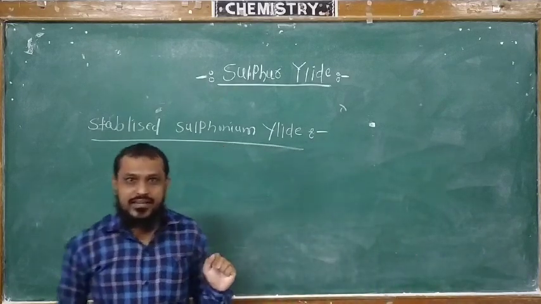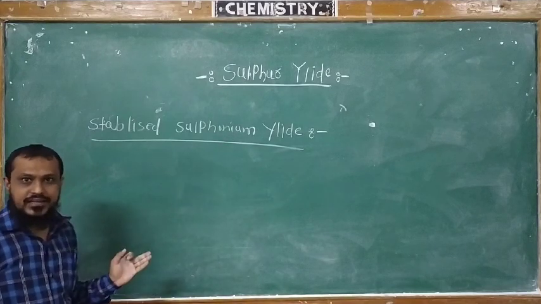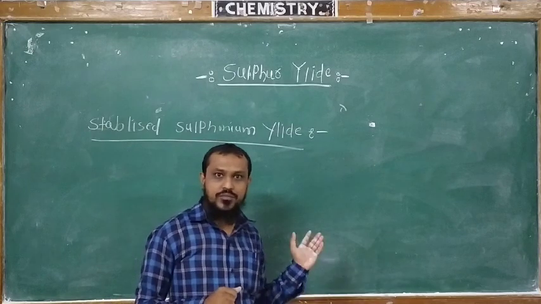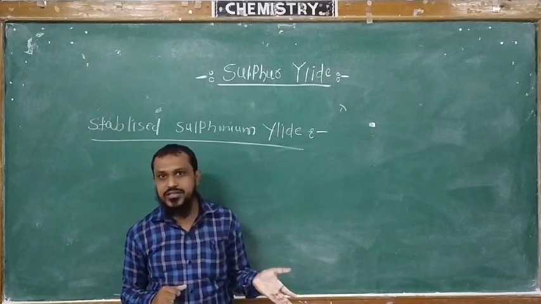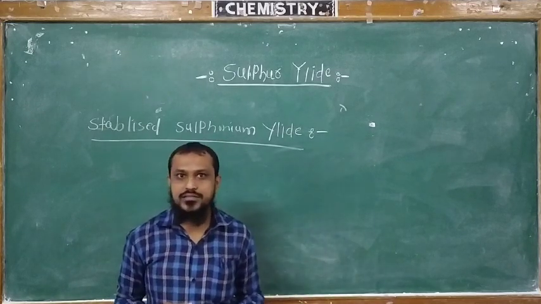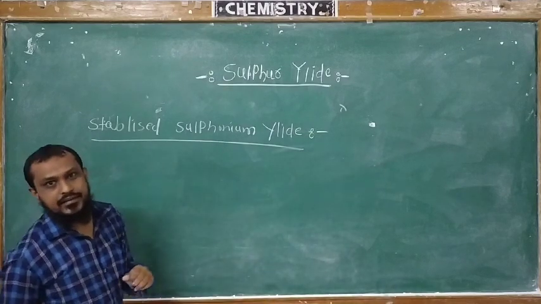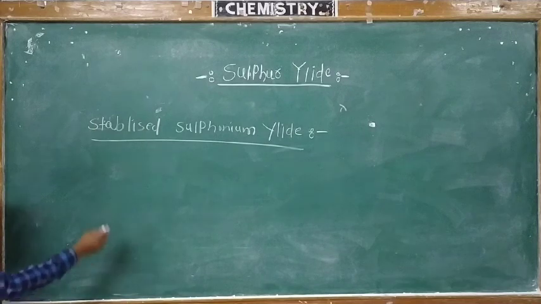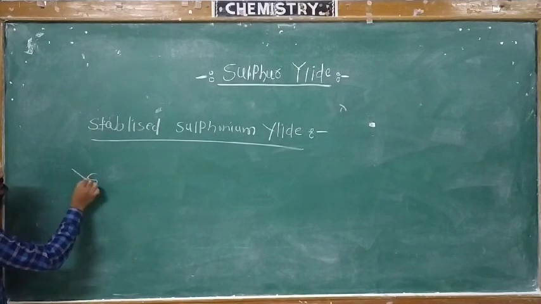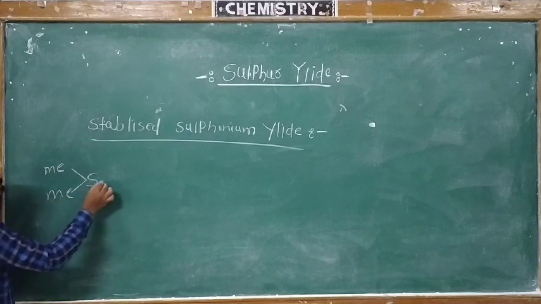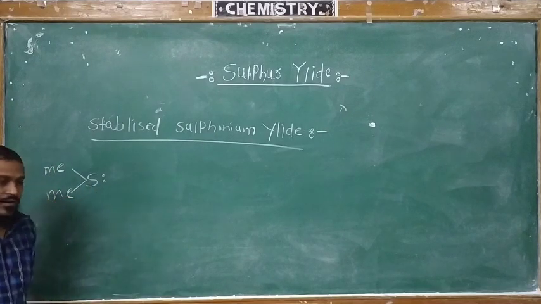The dimethyl sulfide is treated with any alkyl halide to form a salt, and in the second step the formed salt undergoes deprotonation with a strong base to form the final product, sulfonium ylide. Let us see here the structure of dimethyl sulfide. This is the structure of dimethyl sulfide.